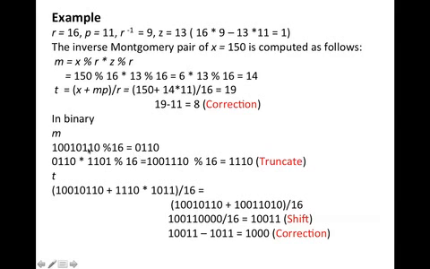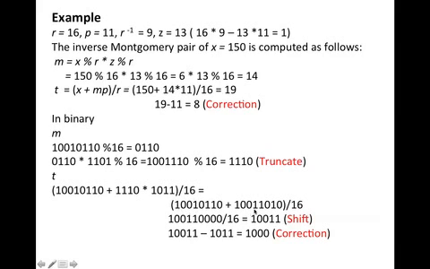That was my m. I got that result, which is equal to 14 here, just by truncation. And now to compute t, I do this computation, which is basically x (150) plus m times p, which I do in binary. I've got to do this divided by 16.